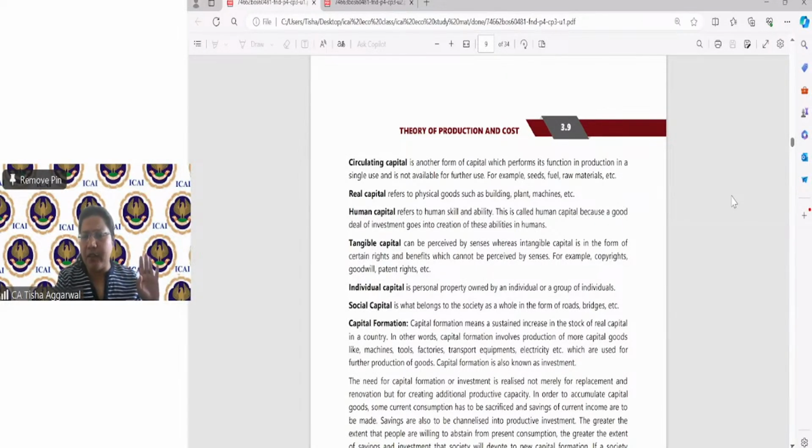Correct? That is what is the brand value. That is what is the goodwill of that product. It's an intangible capital. You cannot see it. You cannot touch it. You can just feel it. Correct?